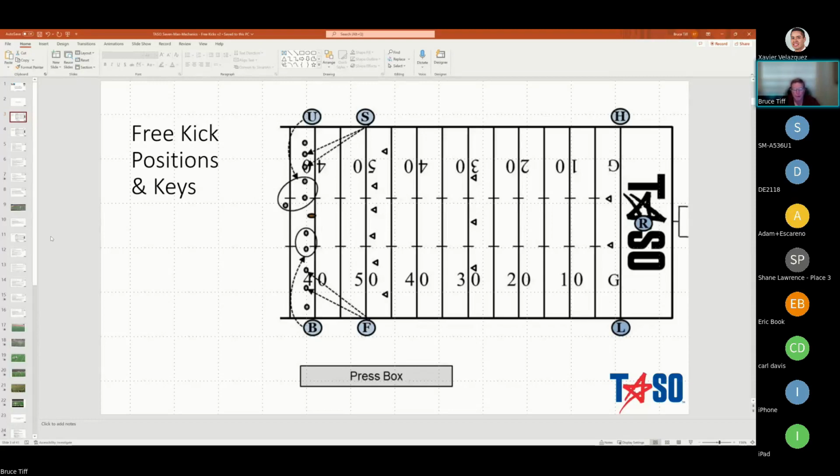Again, most of the time, unless we have a penalty relocation, that is going to be at midfield at the 50-yard line. Then if you move back down to the goal line, this is where you're going to have your H and your L positioned on the goal line. And then our referee will be positioned about midway into the end zone, center of the field. He can move a little bit left or a little bit right, depending on what receiver might be in his way, to get a better view.